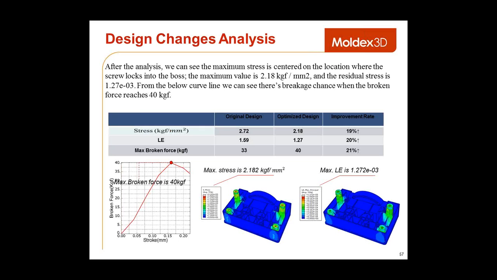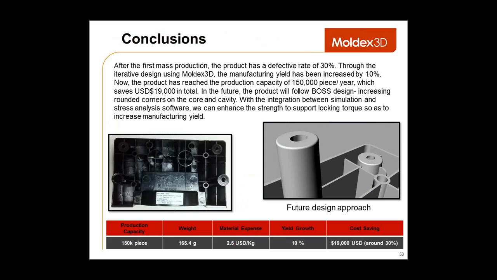Once we ran the simulation again to see how much load we can afford, from this chart, the breaking force was raised from 33 to 40 kgf, an improvement of about 21%. How this really benefited was that after mass production, the product defective rate reduced by 30%. And through the iterative design using Moldex3D, the manufacturing yield was increased by 10%.